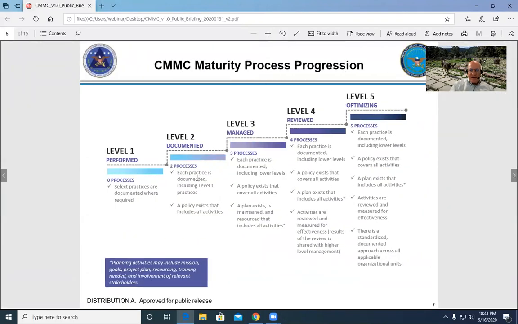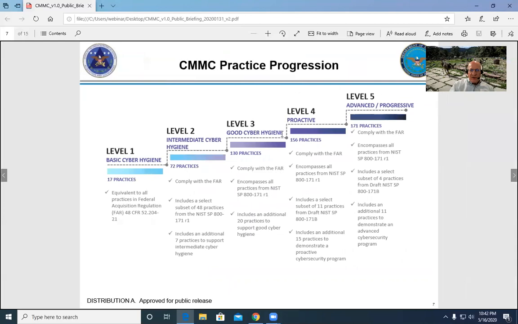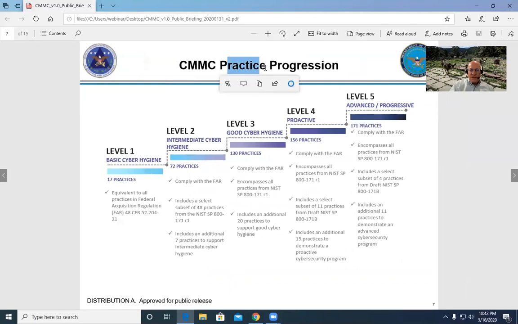If we look at these different levels, they break it into the processes and the practices. So this is the processes. In this case, level 1 just means you're performing it, and the selected practices are documented where required. And you can see as you go, level 3, for example, each practice is documented, including the lower levels. Each one of these levels includes all the levels below it. So level 3 includes level 2 and level 1. Level 4 includes level 3, level 2, and level 1. So you can kind of see that's what they're looking for. And then when it comes to the practices, as opposed to the processes, now we're talking about exactly what these practices look like.